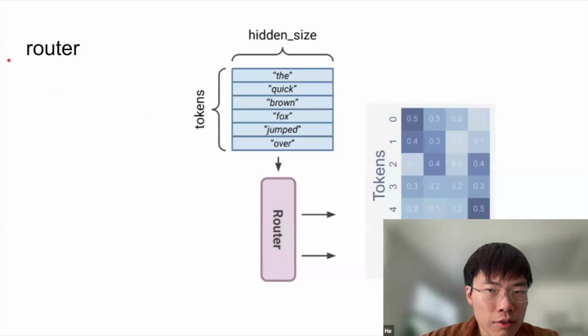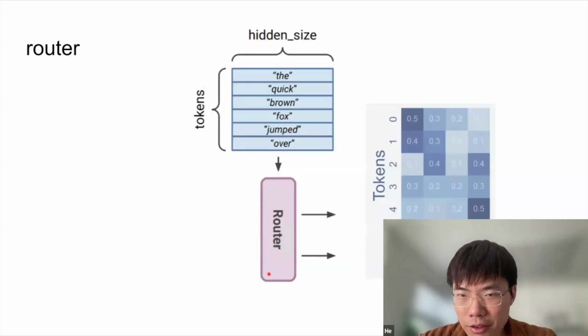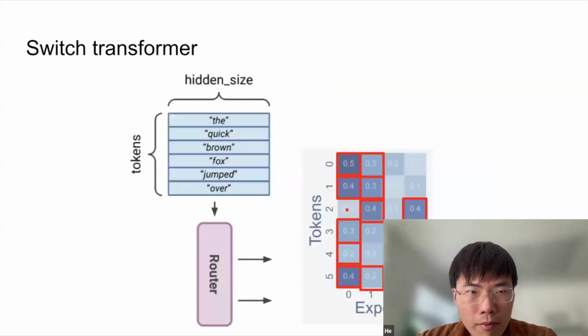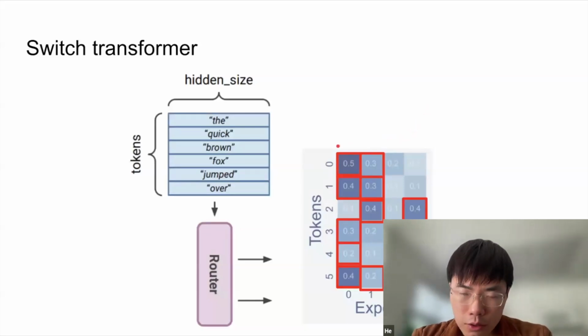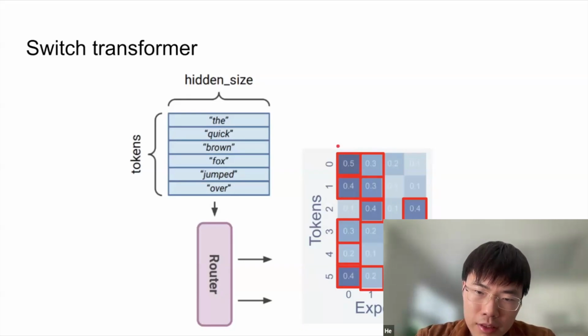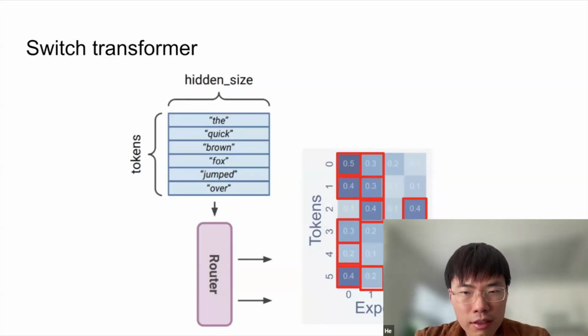Okay, so if we look into the router, the input is tokens by hidden size, and the router itself is simply a learnable 2D matrix that can produce a tokens by experts matrix. From this token by expert matrix, you can produce top K and probability. You first take the softmax across different experts to get the probability, and then you take the top K probabilities from these softmax scores. In this case, I'm showing top 2.